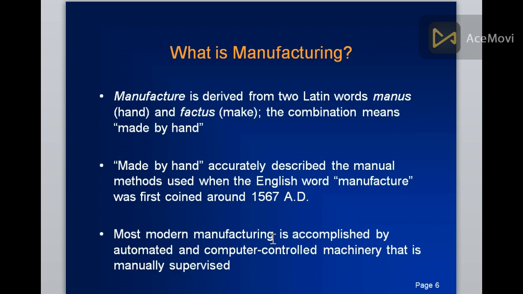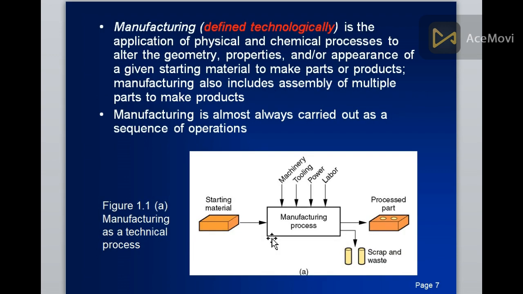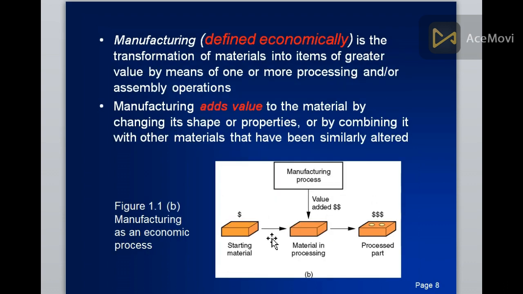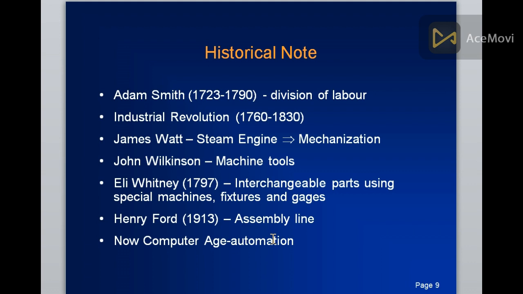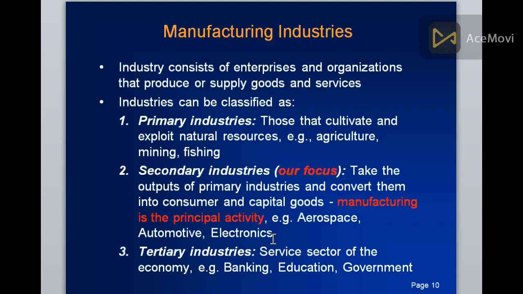What is manufacturing? It's a Latin word: manus, which means hand, and factus, make. The combination means made by hand. It's a simple thing. In technology, manufacturing is defined as the application of physical and chemical processes to alter the geometry, properties, or appearance of a given starting material, to make parts or products for use economically, to increase the worth of a part and add value to the material. These are some historical notes on who made these things.